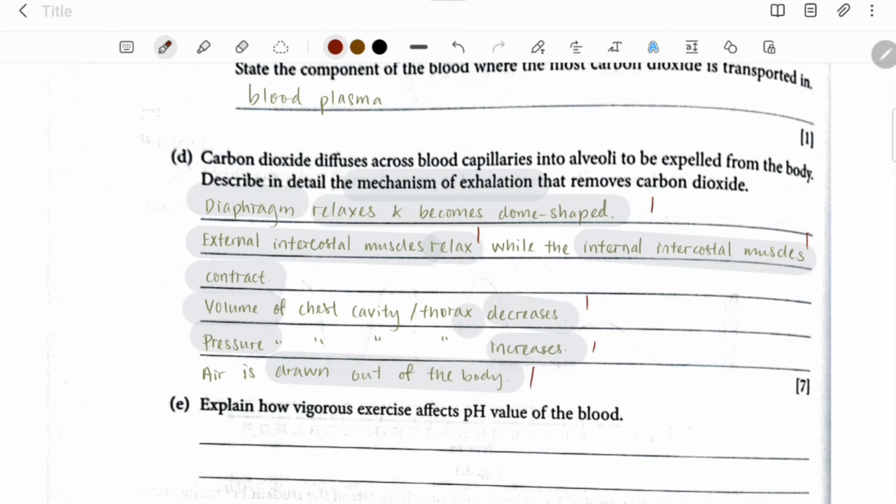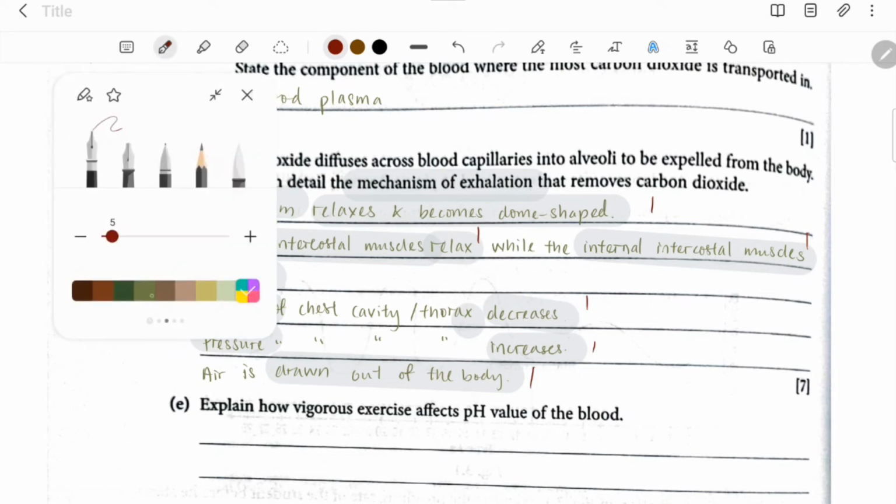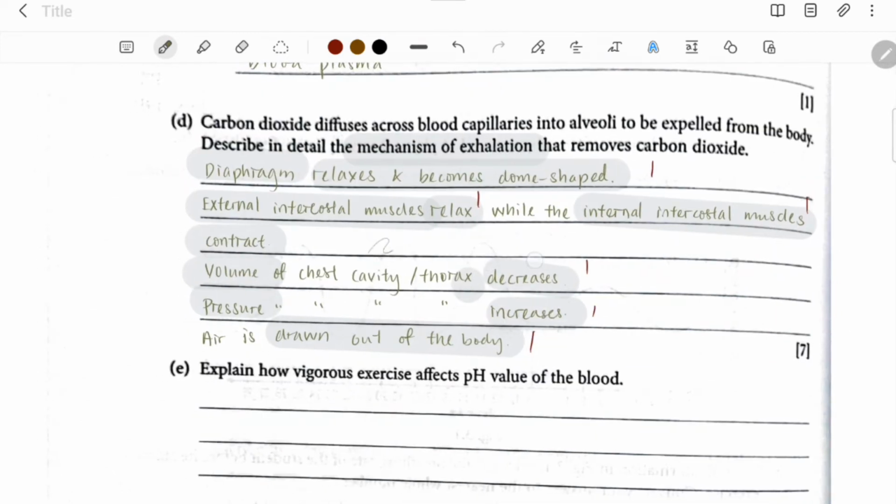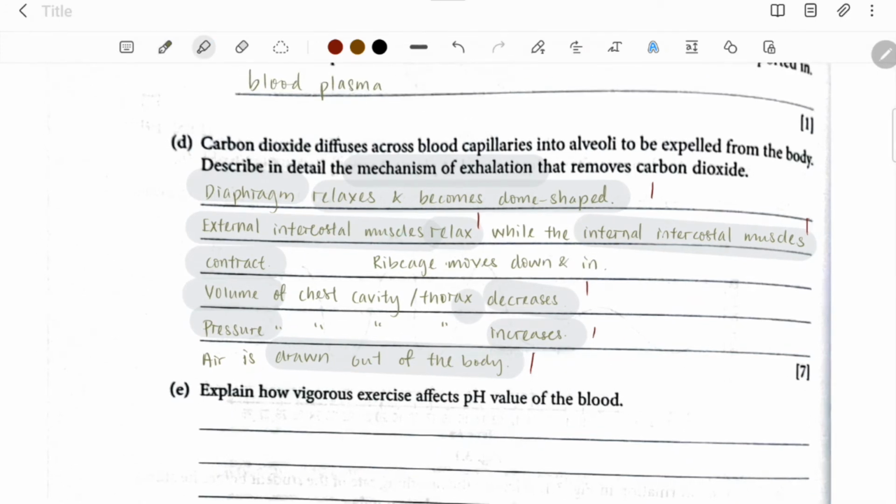Okay, we forgot to add one. The rib cage moves down and in. So 7 marks here.